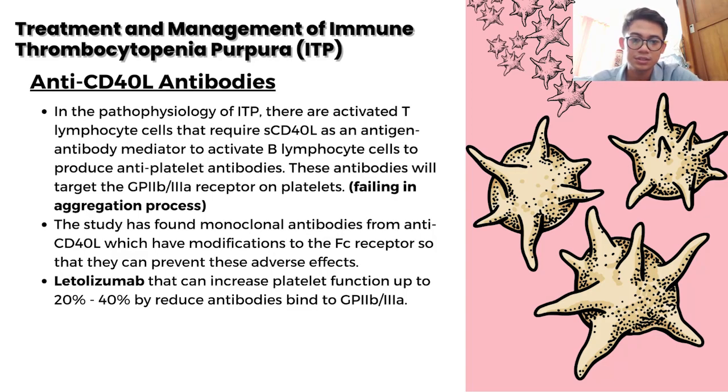Now, the novel anti-CD40 ligand antibodies. First, in the pathophysiology of ITP, activated T lymphocytes require soluble CD40 ligand as an antigen-antibody mediator to activate B lymphocytes, so that they can produce antiplatelet antibodies and bind to the GP2B/3A receptor. It can disrupt the aggregation process of platelets.